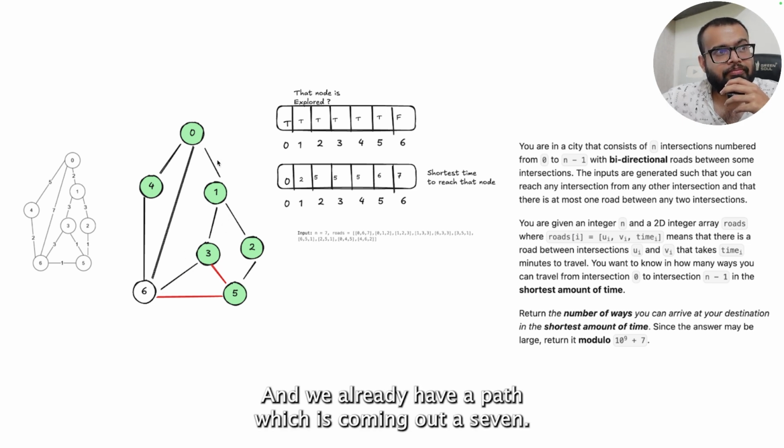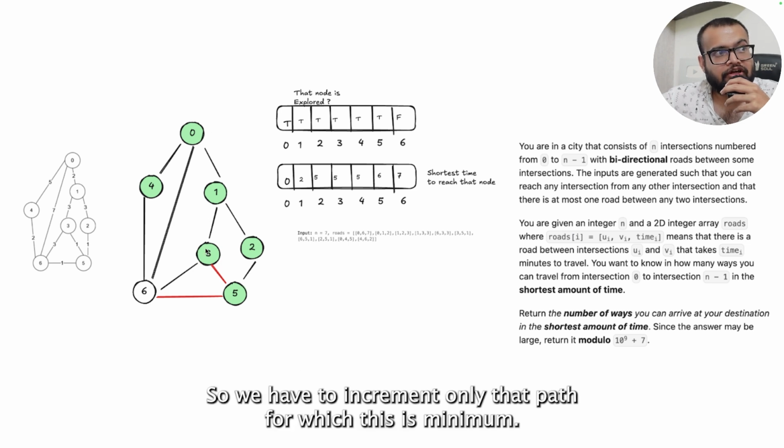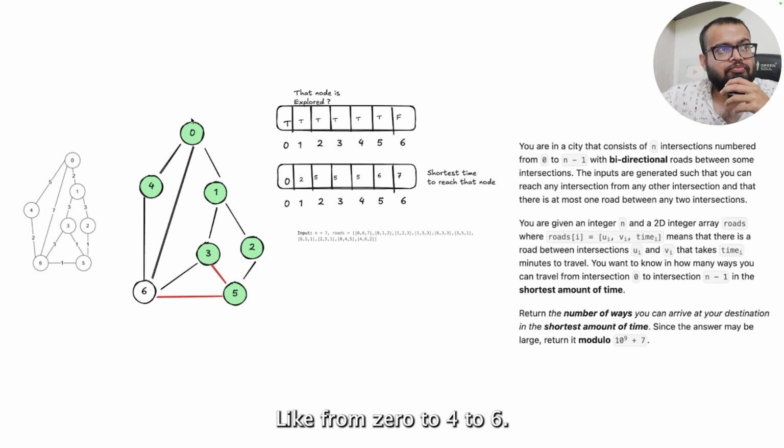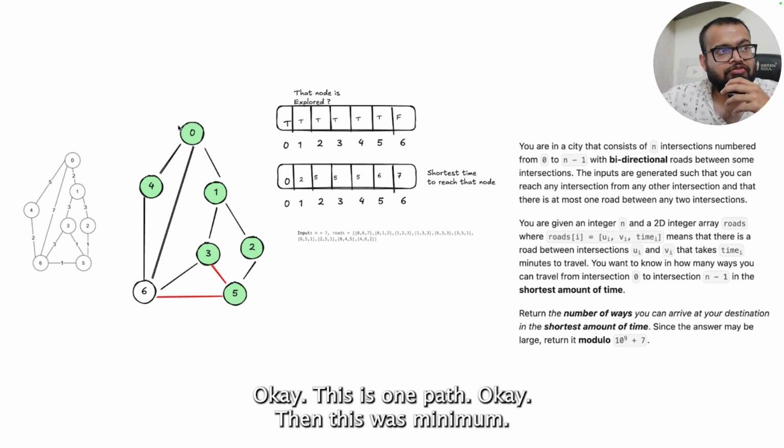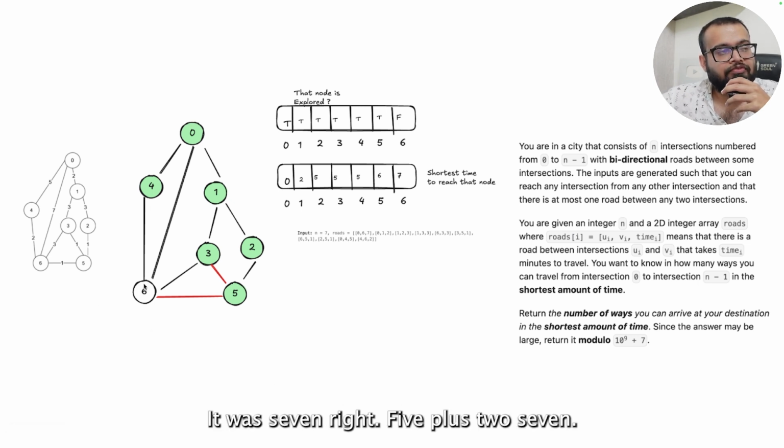And we already have a path which is coming out as 7. So we have to increment only that path for which this is minimum. Like from 0 to 4 to 6, this is one path. Then this was minimum, it was 7, right?